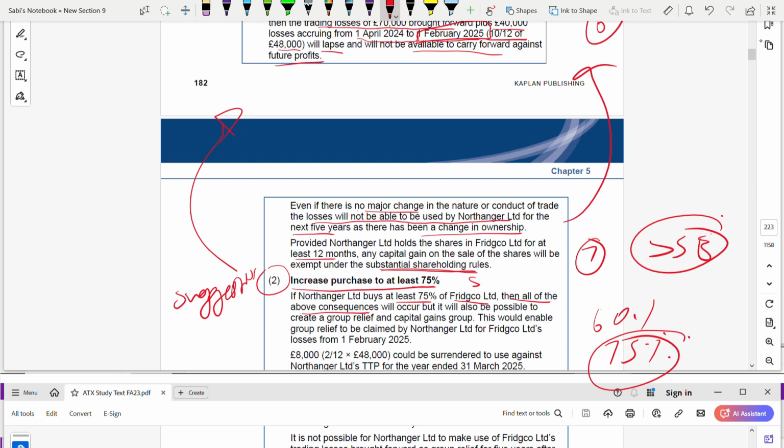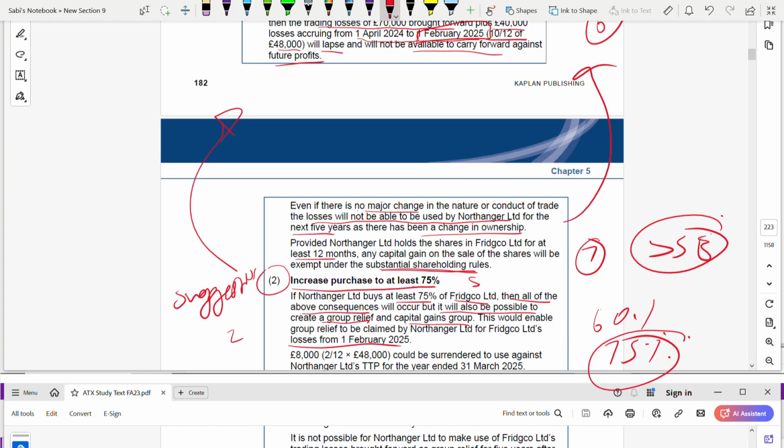So then all of the above consequences will occur, but it will also be possible to create a group relief and capital gain group. These two advantages you will get. You can create a group relief and a capital gain group. That was not possible with 60%. So here this would enable the group relief. Losses from this date onwards, they can group relief.